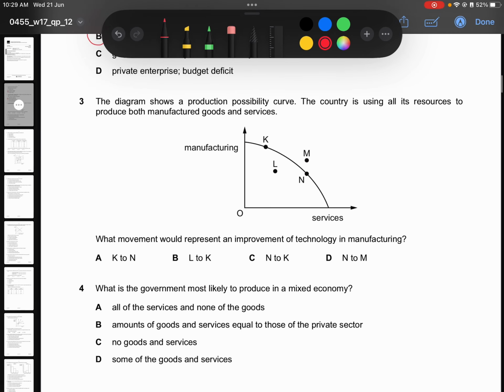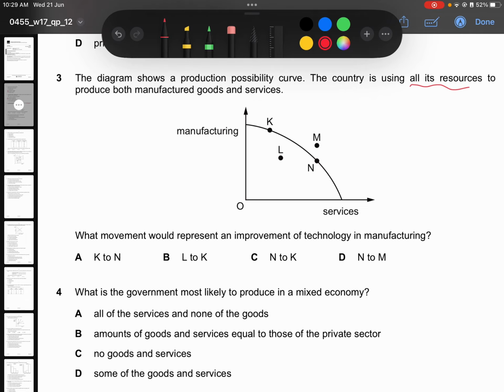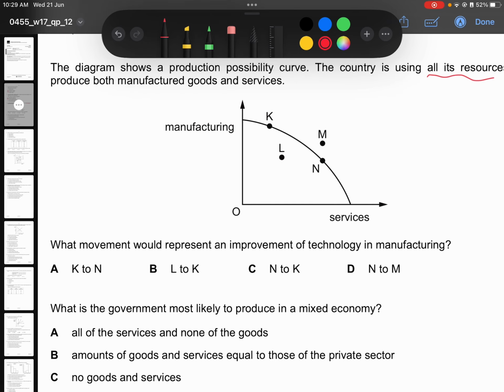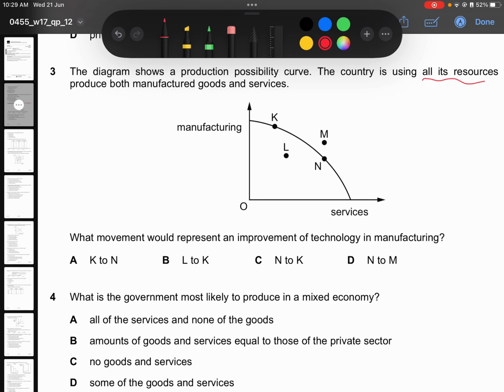Now the diagram shows a production possibility curve. The country is using all its resources. When it has all its resources, it's basically producing on the PPC curve to produce both manufactured goods as well as services. Which movement would represent an improvement in technology in manufacturing? Now, when there's an improvement in technology in manufacturing, you'll be able to produce more manufactured goods and hence achieve a point which is outside the PPC. So here we have a point M, and only manufacturing increases, so the level of services will remain the same. So hence it will move from N to M, where there's an increase.